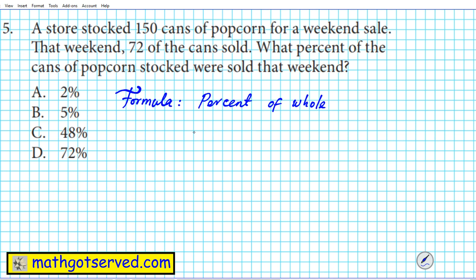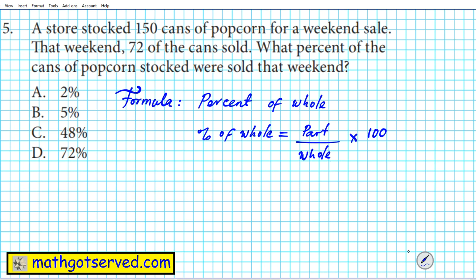Okay, so the formula is percent of whole is equal to the part divided by whole multiplied by 100. Percent of whole is equal to part divided by whole times 100. Another variation that you see often is percent of whole over 100 is equal to part over whole. They mean exactly the same thing. This is just one variation of that formula.